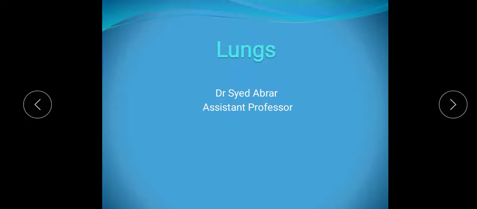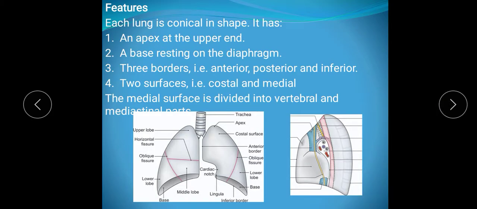Today we will see the lungs. It may come as a short note or may be asked as a long question, and it is very important as far as practical is concerned. This features each lung. This one is the lung, which is conical or cone shaped. It has an apex, which is situated at the upper end. This is the base of the lung, which is resting on the diaphragm. Here there is a diaphragm which separates thorax from abdomen.